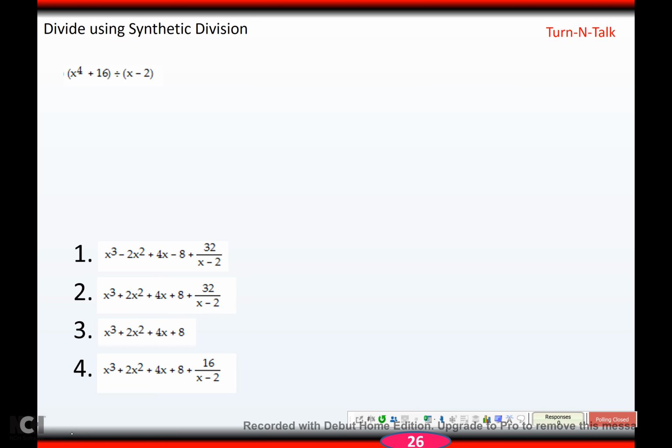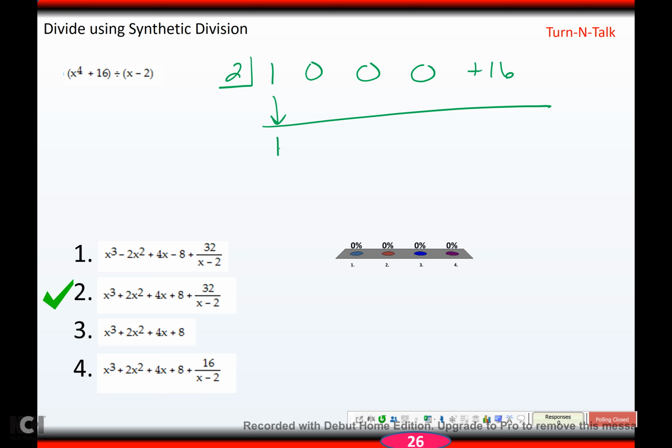Alright, try this one, synthetic. Watch your missing degrees. Hit pause, come back when you're ready. And hopefully you got 2. Alright, my positive 2 would go in the hole. My fourth degree coefficient, third degree, second degree, first degree, and constant. So 1 comes out, brings back 2. 2 comes out, brings back 4. 4 comes out, brings back 8. 8 comes out, brings back 16. And 32 comes out, which has to be my remainder, which that would be my constant.